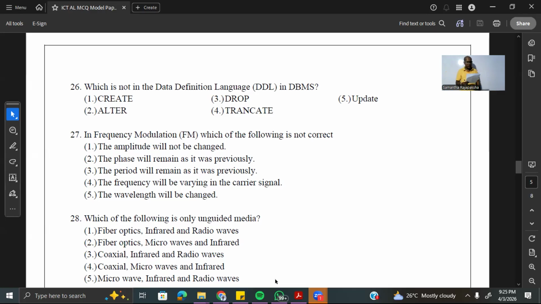But microwave, infrared, and radio waves, remember these three are wireless or unguided media. Microwave is normally used for satellite communication. Infrared is normally used for remote controllers, wireless mouse, wireless keyboard. Radio waves are used mainly for Wi-Fi and Bluetooth. Therefore, question number 28, the answer is the fifth one.